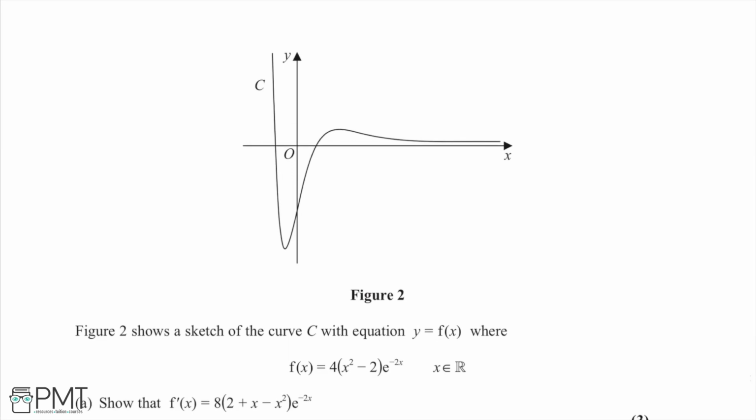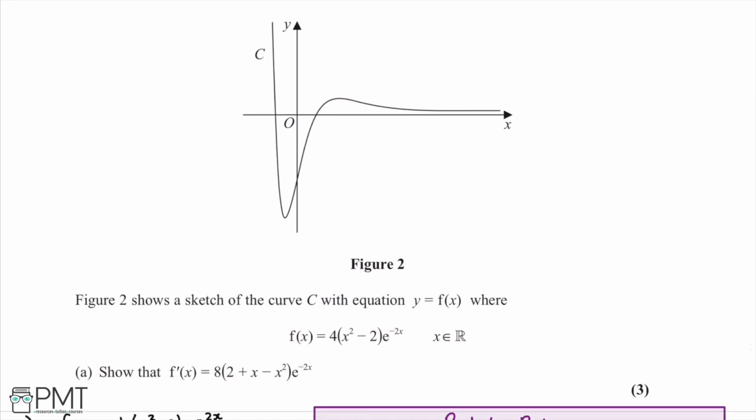So in this question, we're shown figure 2, and that's a sketch of the curve C with the equation y is equal to f of x, where f of x is equal to 4 lots of x squared minus 2 multiplied by e to the power of negative 2x. And what we're asked to do here is show that f dash x is equal to 8 lots of 2 plus x minus x squared multiplied by e to the power of negative 2x.